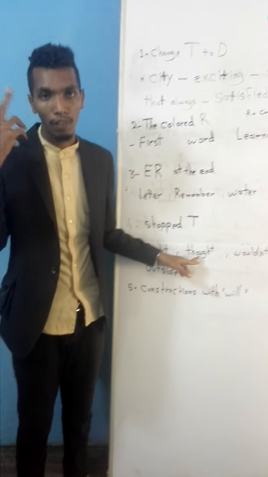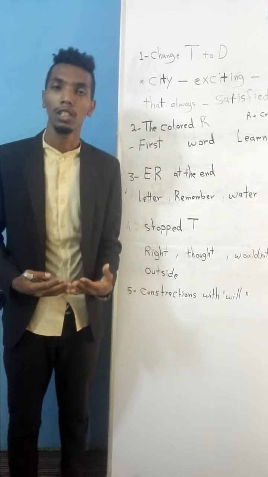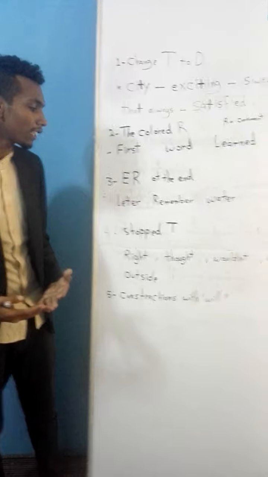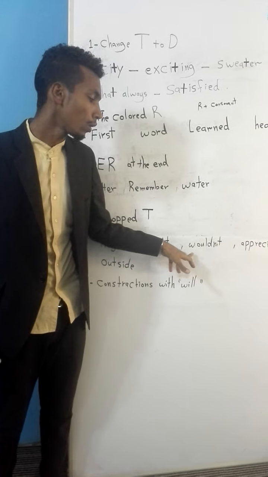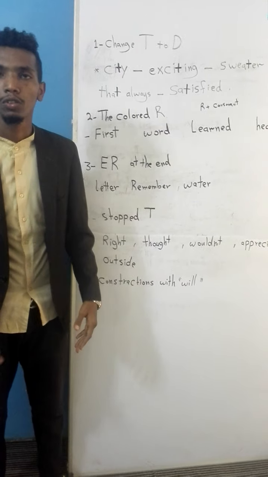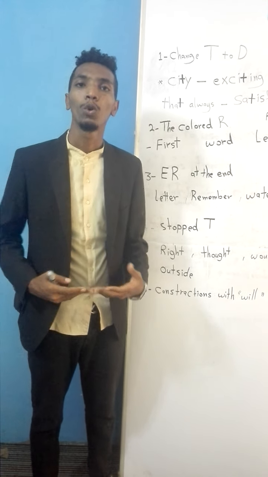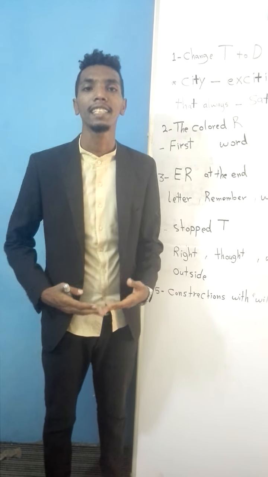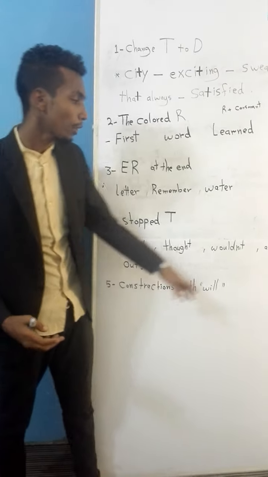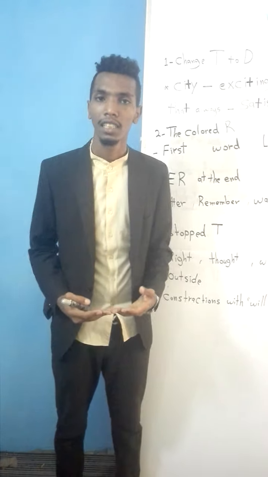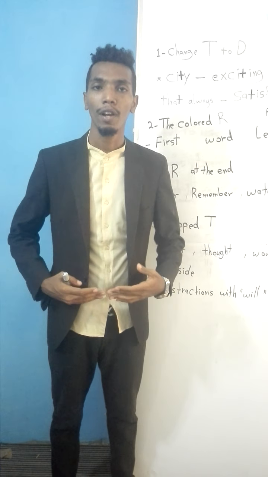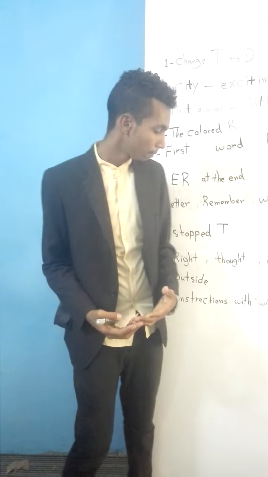We have thought. I thought that I would go to him, but no, I didn't. I thought. When it comes to the T, they stop. And we have wouldn't. I talked to him, but he wouldn't listen. Wouldn't. They don't say wouldn't, they say wouldn't. They stop. We have appreciate. They don't say appreciate, they say appreciate. You have to appreciate your friends.